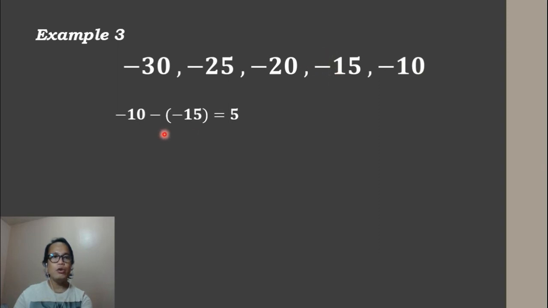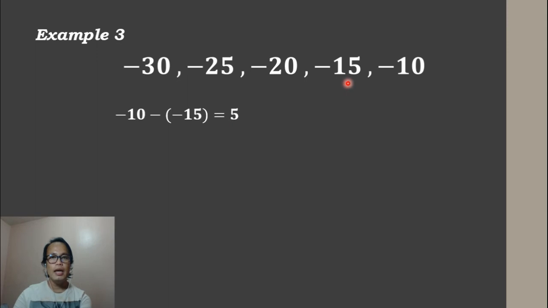In this case, you have to remember about performing operations with integers. We have to apply the rule in subtraction of integers. Since this is negative and this is negative, we need to change the sign of the subtrahend and proceed to the rule on addition. So basically, this will become addition. This is negative 10 plus 15, which is positive 5.